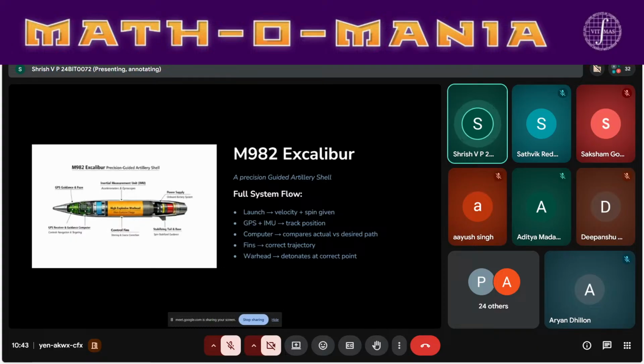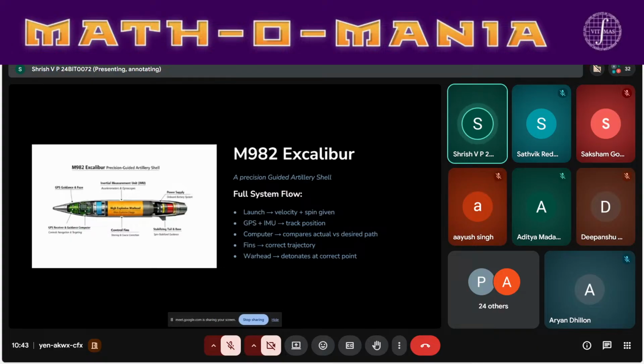So now let us look into the components of this artillery shell one by one and what role they play. First, we will look into the nose section of the artillery shell. This contains the fuse, which controls the detonation, and also it contains guidance electronics and a GPS receiver. This is the part which decides where the shell is, where it needs to go, and when it needs to explode.